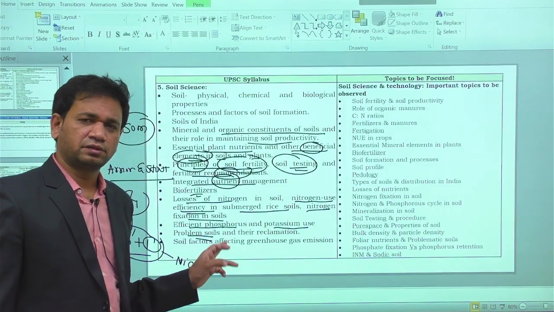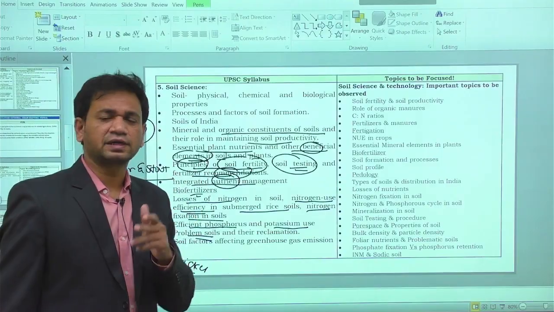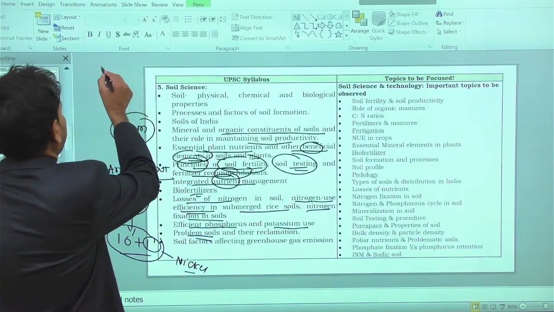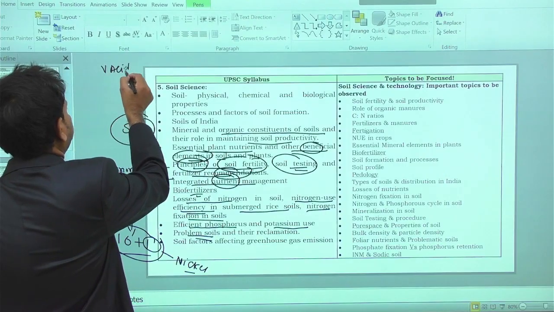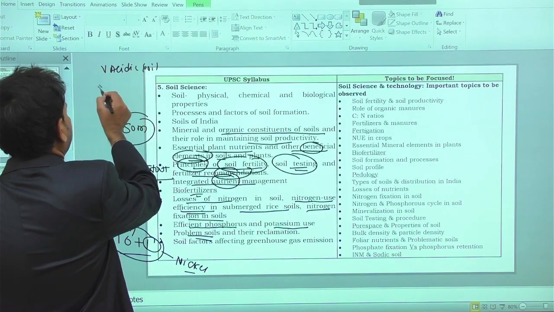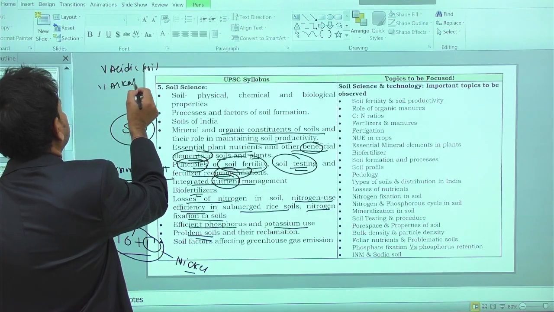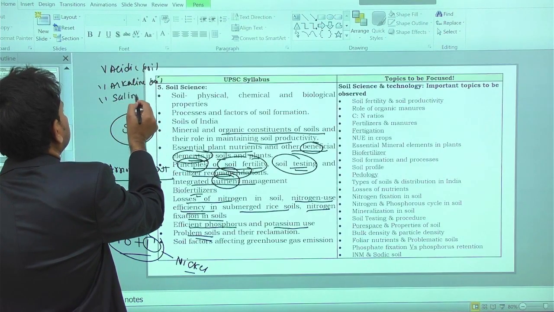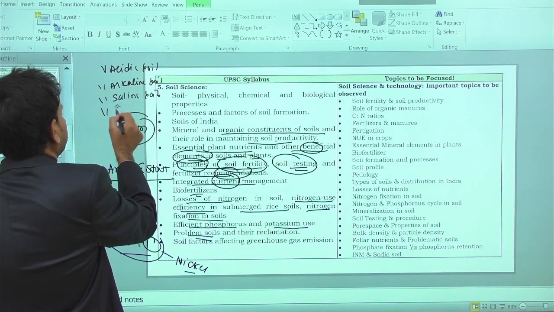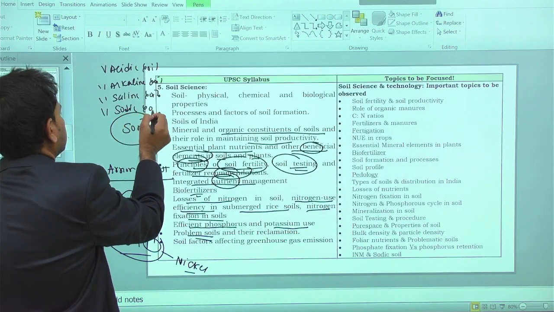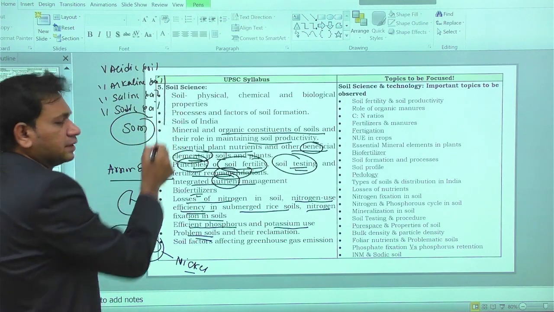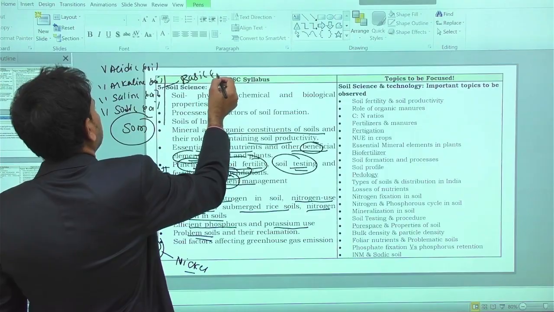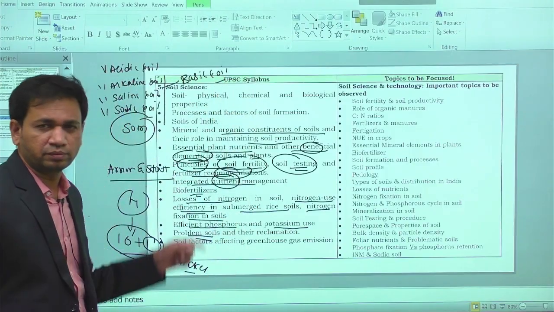So problematic soil matlab we are having the different classification based on the pH. We are having the different types of problematic soils: one is acidic soil based on the pH, another is alkaline soil, another is saline soil, another is sodic soil. Sometimes alkaline, saline and sodic soils are called basic soil. So based on the pH, there is one problematic soil here.